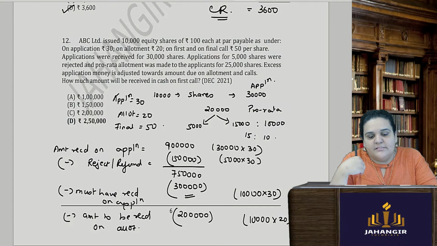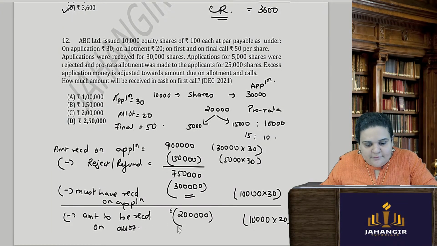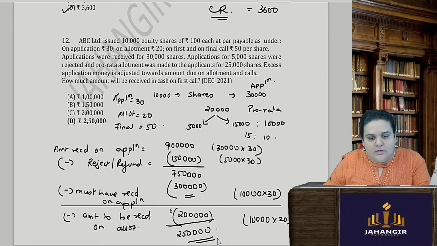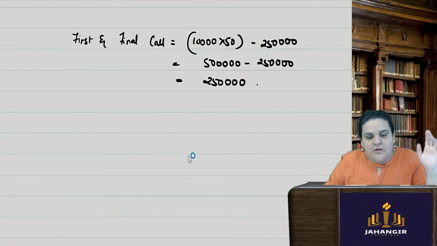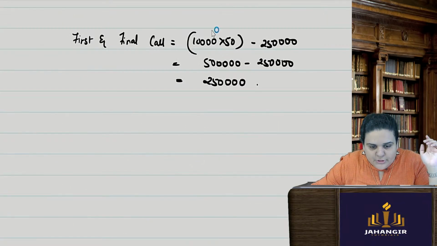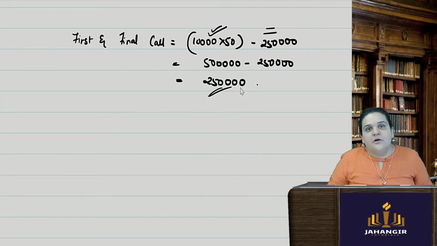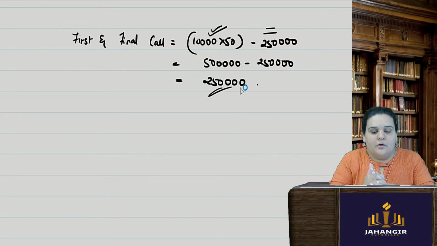Allotment, how much have I received? 2 lakhs, 10,000 into 20. So this excess of 2,50,000 is additional money lying with me. I have to adjust that in my first call. They have told me to adjust it towards the amount on calls. So the amount received on my first call will be the amount which should have been received minus the adjustment, the excess. 2,50,000 will be the cash received in case of first and final call.